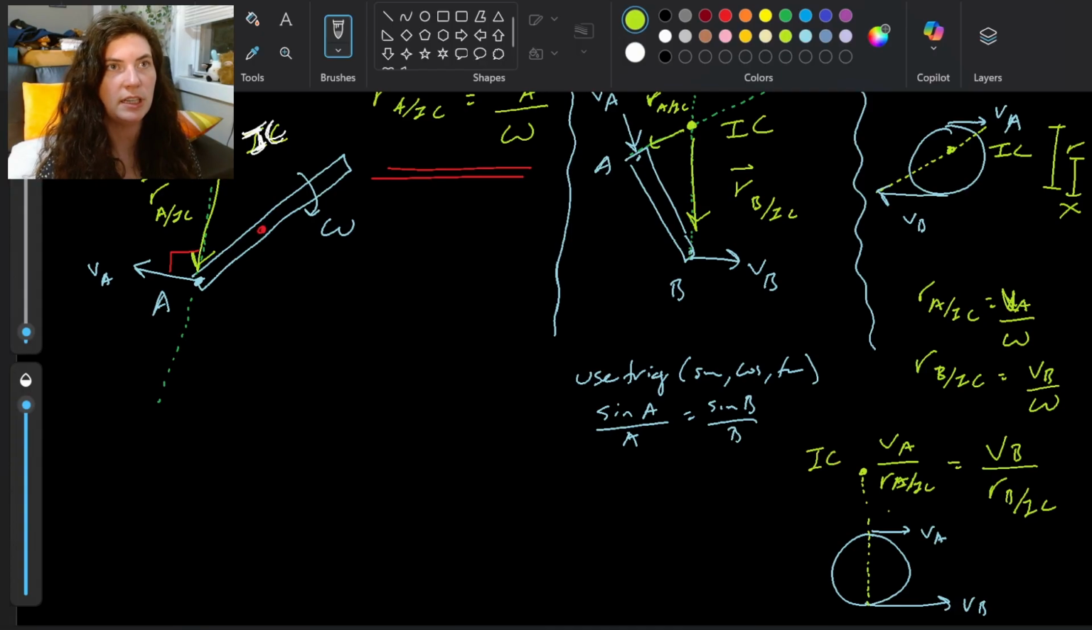It's still perpendicular, and it's still related as this ratio of that VA and VB, but your IC is going to be up outside of that circular object. I know it feels a little arbitrary. It probably doesn't make a ton of sense just yet, but we're going to look at some examples of how we find these instantaneous centers of zero velocity, and then we're going to also do some problems working through them.